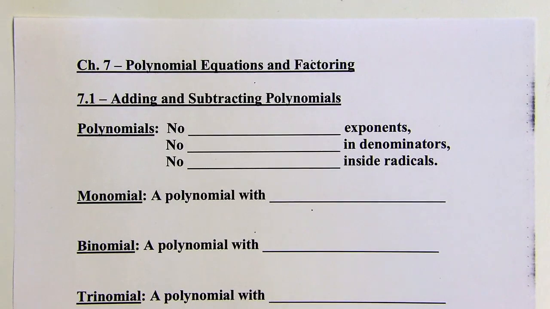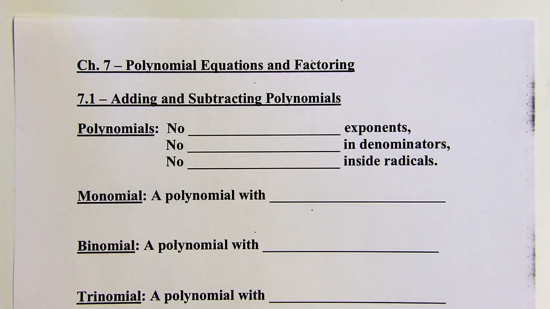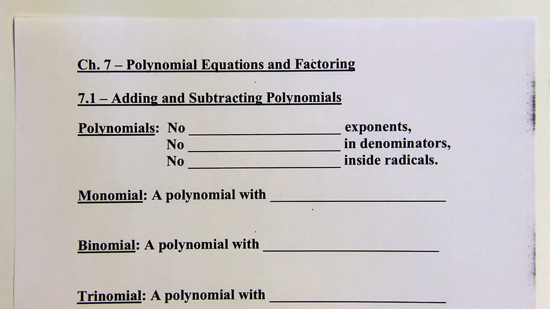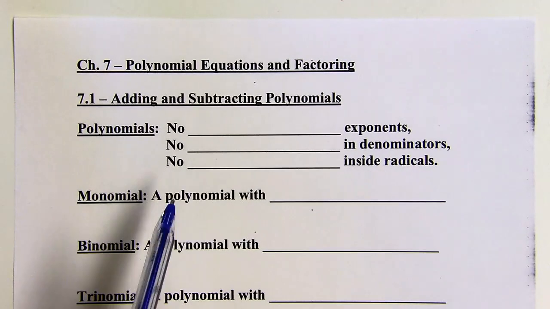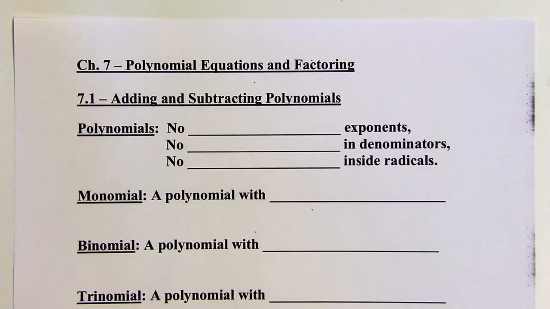Chapter 7, Polynomial Equations and Factoring. 7.1 is adding and subtracting polynomials. Okay, so a polynomial, this isn't exactly a definition, but it'll rule out some things that are not polynomials.